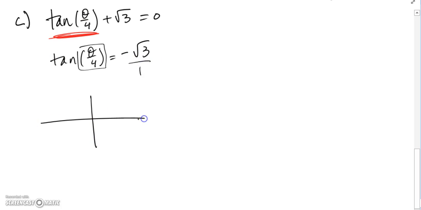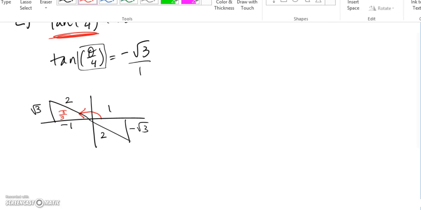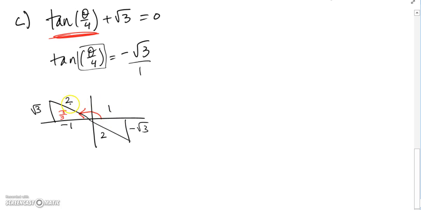Tangent is negative in the second quadrant and in the fourth quadrant, so I'll make representative little angles. Tangent is opposite over adjacent, and opposite over adjacent. So this must be the hypotenuse of 2. And I'm looking at this angle, which I know has a reference angle of pi over 3, or 60 degrees, given the root 3.